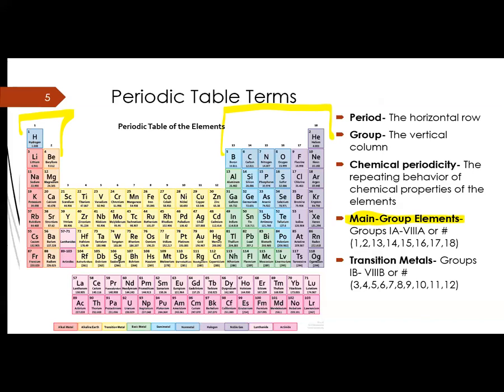On the other hand, our transition metals is this grouping right in here. Those are our transition metals. The other 2 parts that we would talk about are our lanthanides and actinides. So our lanthanides are here, and our actinides are here. And so the lanthanides are this entire period, and the actinides are that entire period.